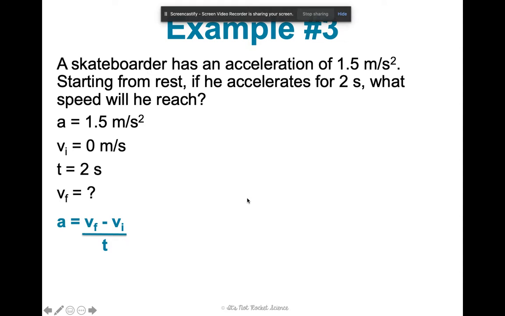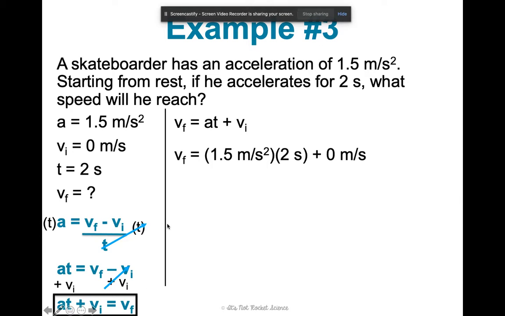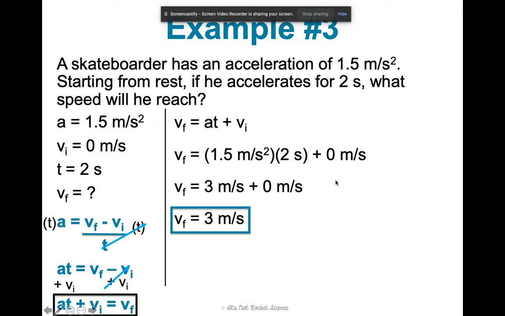Our initial equation is this one. We're going to multiply each side by time to get rid of time on the bottom. So we have at equals vf minus vi. In order to get vf by itself on one side, we have to add vi on both sides. So our final equation is at plus vi equals vf. We're going to plug and chug that in. So 1.5 times 2 plus 0, so 3 plus 0 gives us 3 meters per second for our vf.